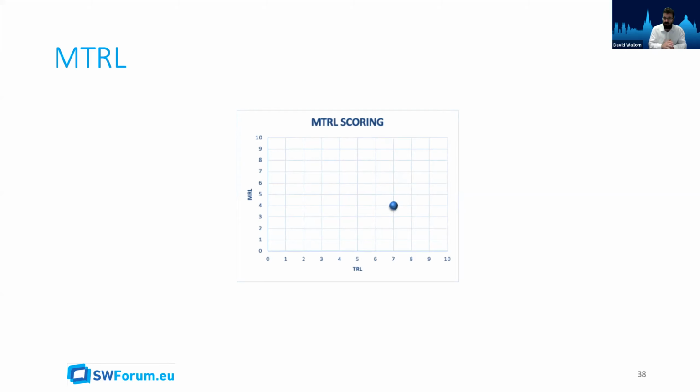So you can see how your product is moving, and it's not guaranteed, even though you're moving in time, that your scoring will move in a smooth manner up into that top right-hand corner. So that's a visualization to allow you to understand where you sit in the MTRL space.